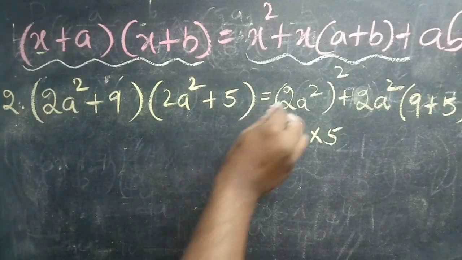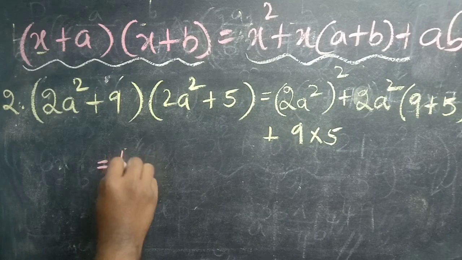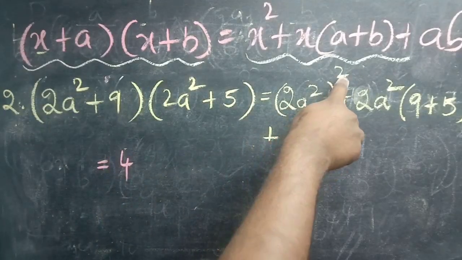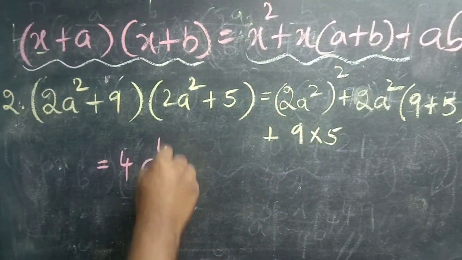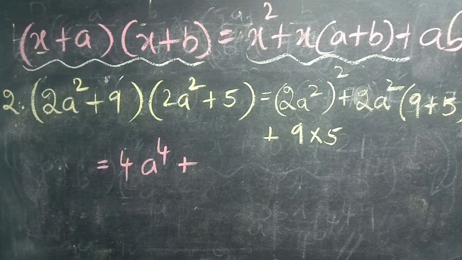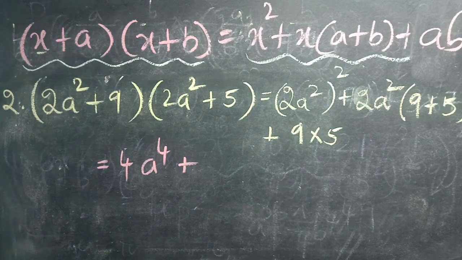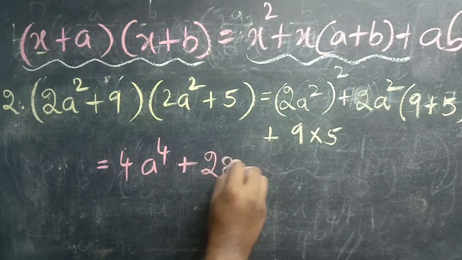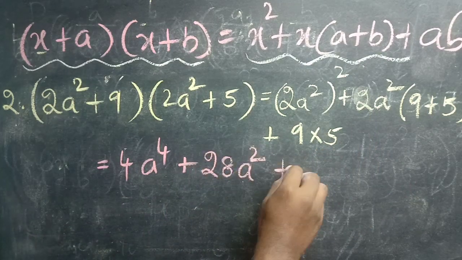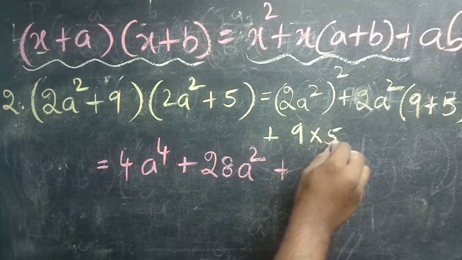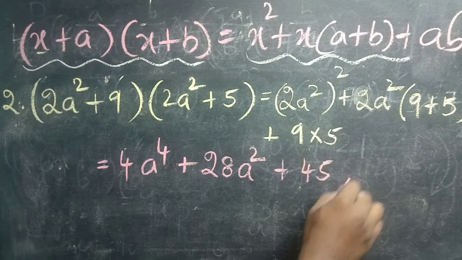Now what I get is 2 square is 4, a square whole square is a power 4, plus, now 9 plus 5 is 14, 14 times 2 is 28, a square, plus 9 times 5 is 45.